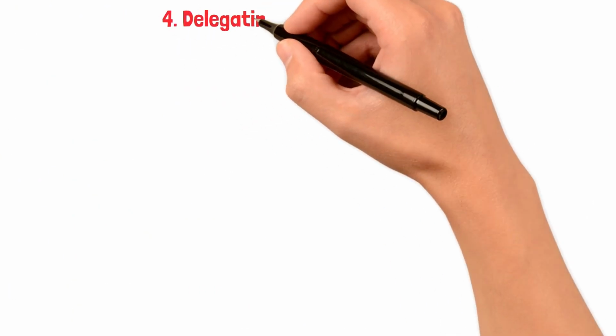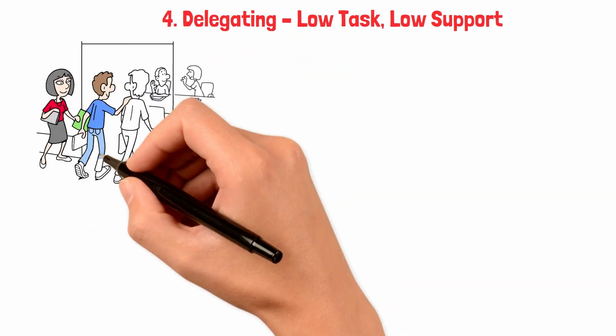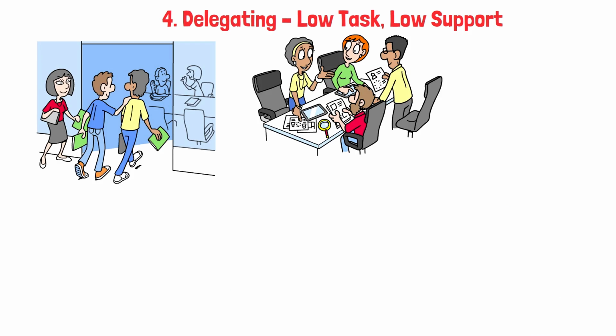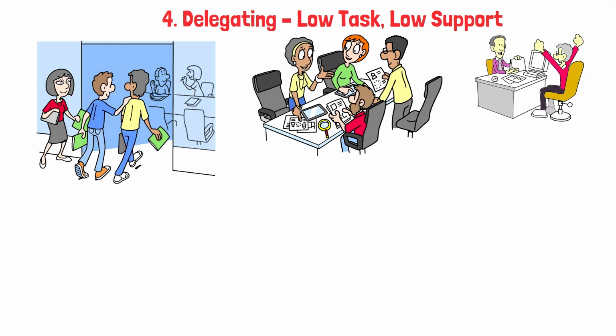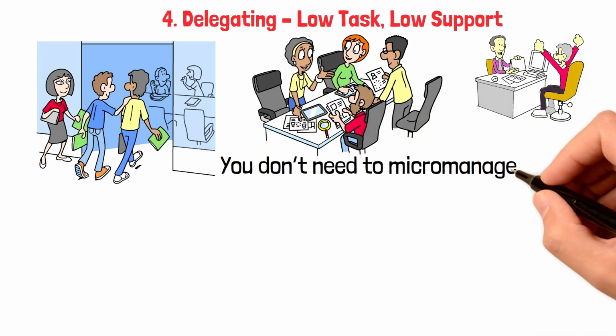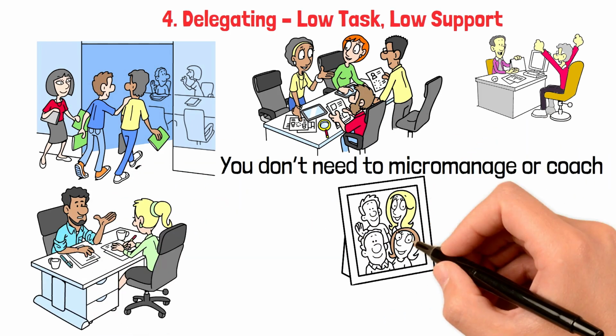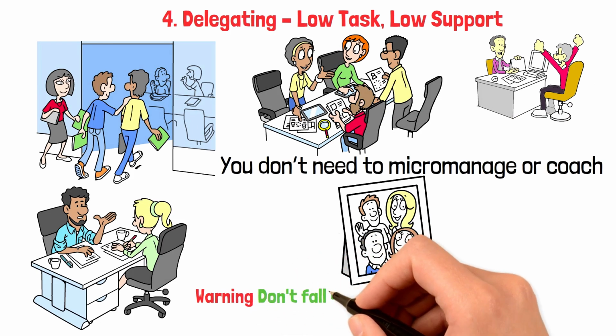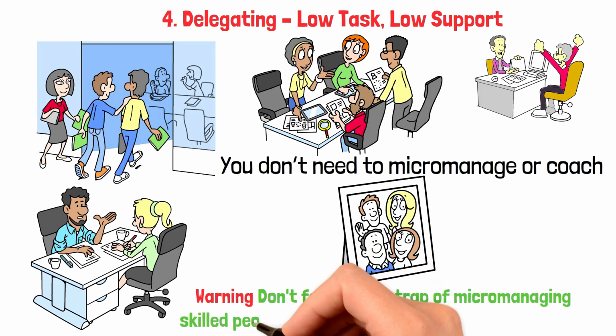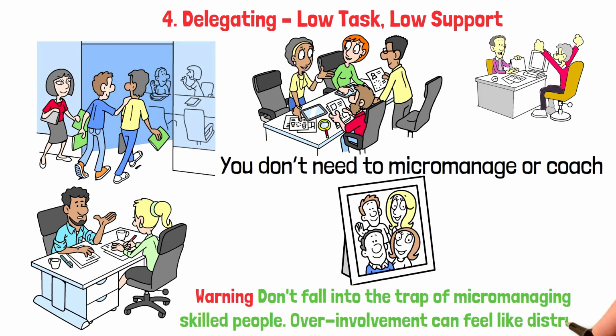4. Delegating, low task, low support. This is where every leader wants to be. Your team member is skilled, confident, and motivated. You don't need to micromanage or coach, you simply trust them to do the job. Give them the big picture, and step aside. Warning: don't fall into the trap of micromanaging skilled people. Over-involvement can feel like distrust.